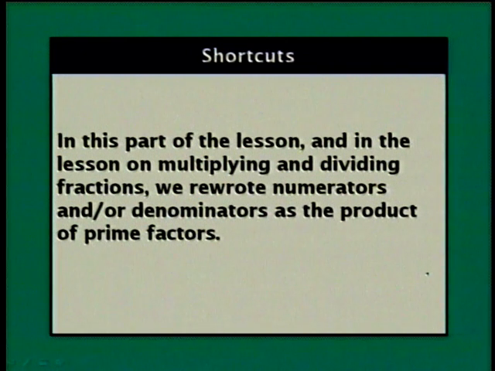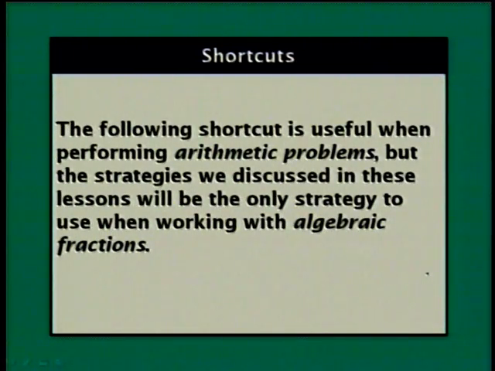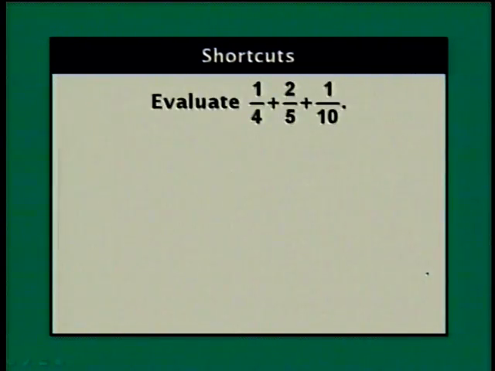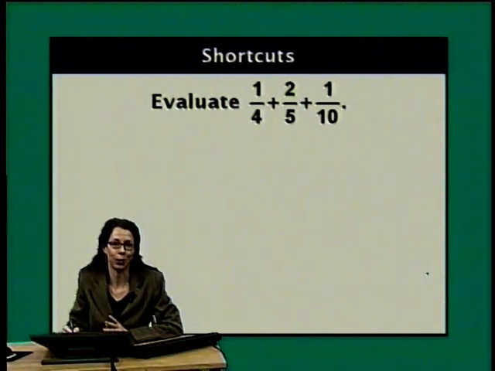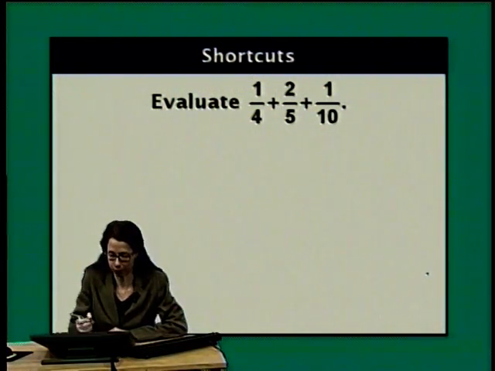I'm going to finish up by talking about shortcuts. In this part of the lesson, and in the previous part of the lesson on multiplying and dividing fractions, we rewrote numerators and/or denominators as the product of prime factors. The following shortcut is useful when performing arithmetic problems, but the strategies we discussed in these lessons will be the only strategy to use when working with algebraic fractions. One of the reasons why we went into all this detail is to help get you ready for algebra. So let's just talk about the shortcut we can use when we're just doing plain arithmetic.